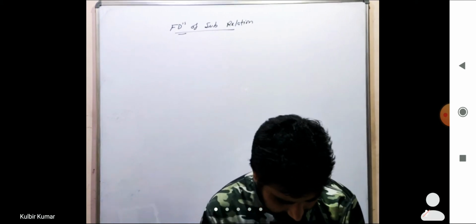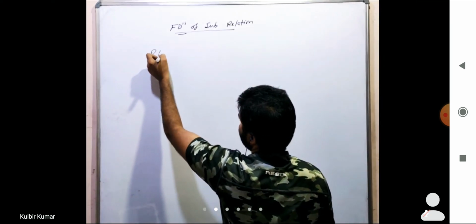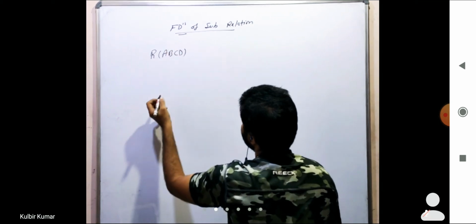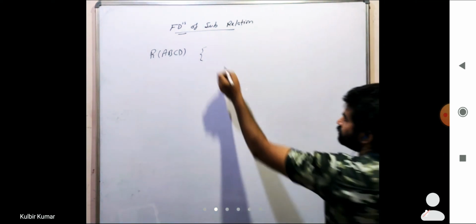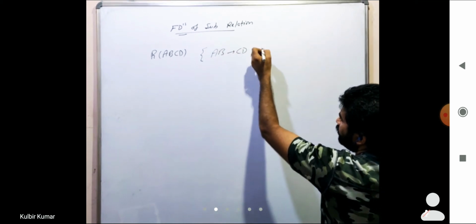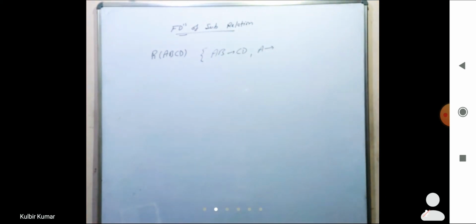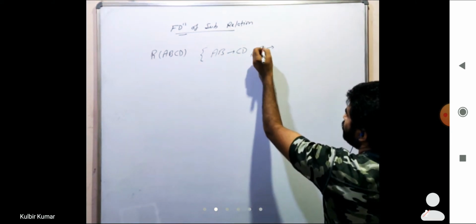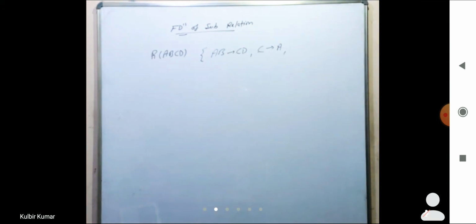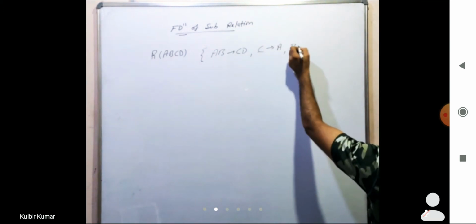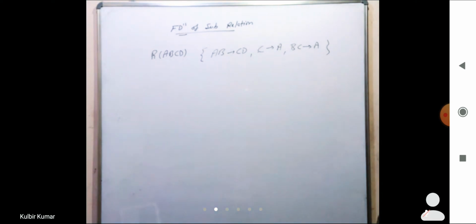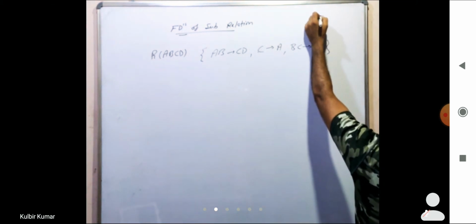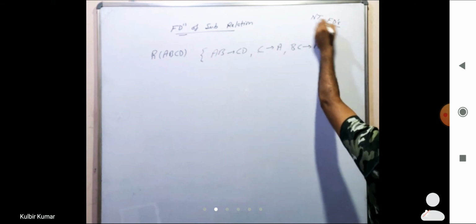Okay, so next thing is: given a relation R with attributes A, B, C and D, this is the functional dependency set given: AB goes to CD, C goes to A, and BC goes to A. It is asking what are the non-trivial functional dependencies for the sub-relation.